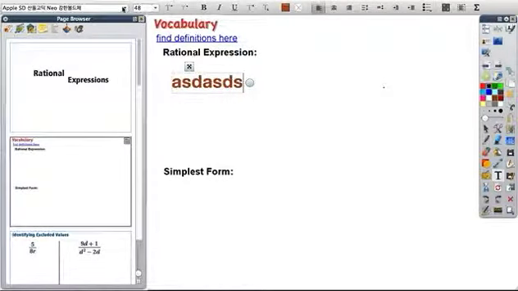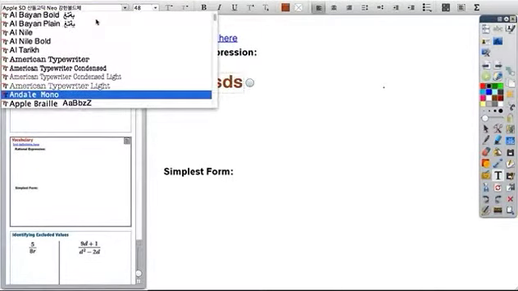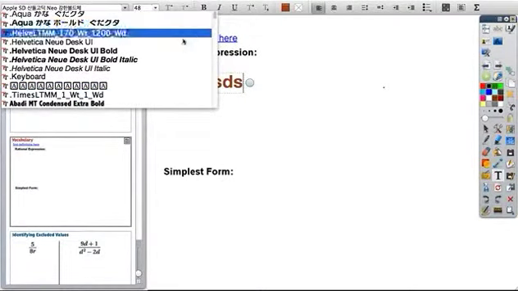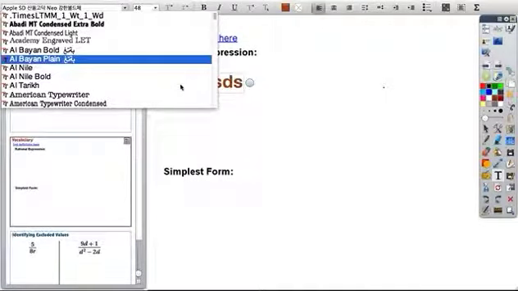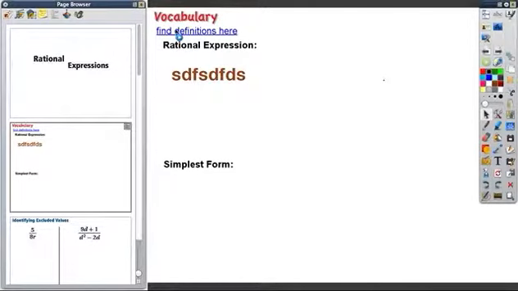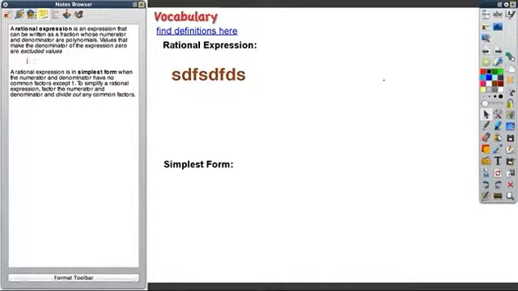You can change the font from here to a font that I can read, because if I can't read it, you're not going to get the grade. So make sure it's a font I can read, and then you're going to type over here. The definition is available for you. If you just click here, it's going to open up a definition, and you're just copying the definition over to here. Okay, so that's what you're doing on page number 1.